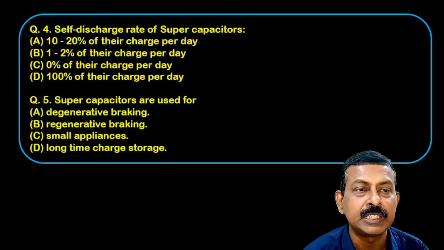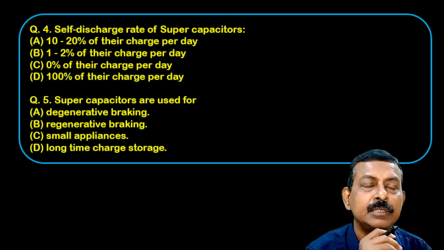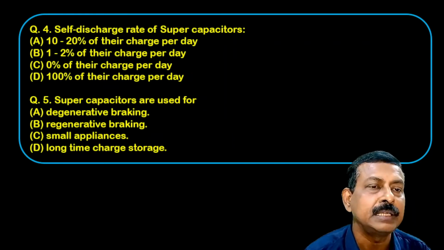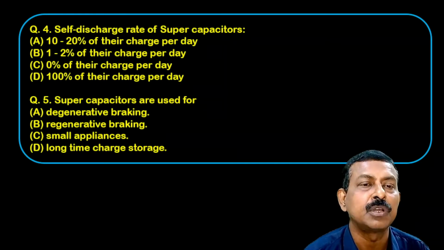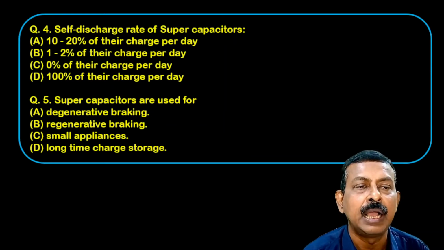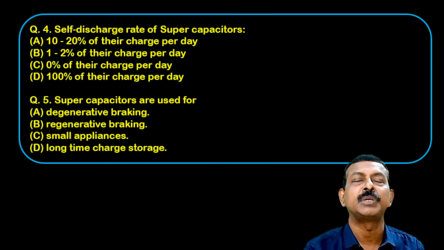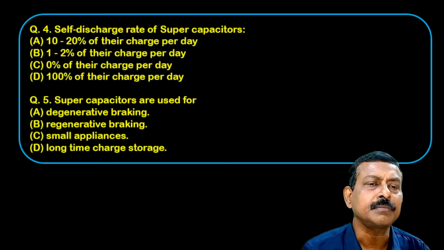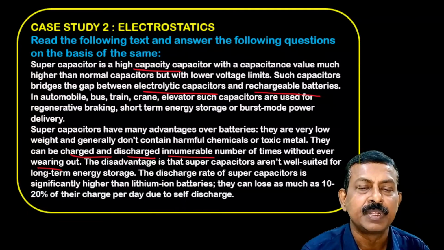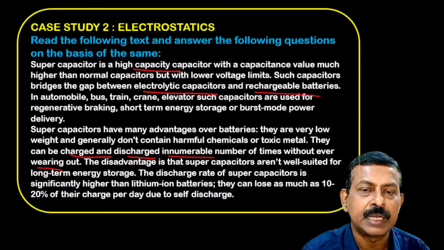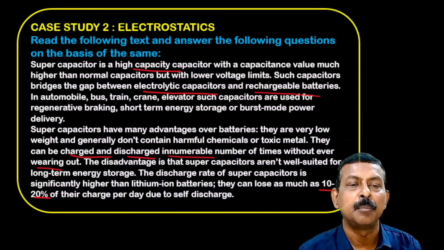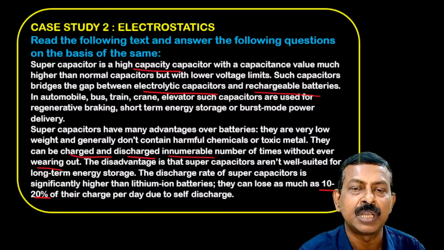that particular percentage was also there. Like here the options are: first one is 10 to 20% of their charge per day, second one is 1 to 2% of their charge per day, third one is 0% of their charge per day, and the fourth one is 100% of their charge per day. Now if you take the reference to the text, it is mentioned here that they have 10 to 20% of their charge per day due to self-discharge.